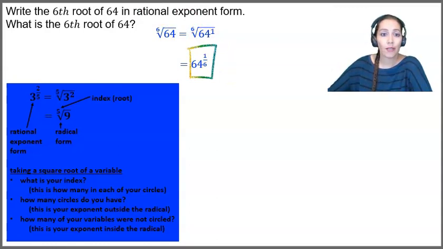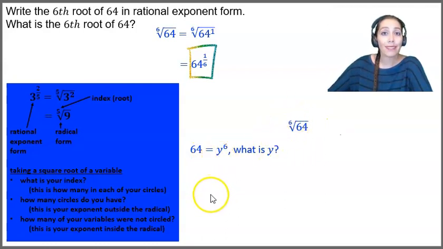So now that we have that in rational exponent form, we can move on to the second part of the problem, which says, what is the sixth root of 64? So if we're going to find the sixth root of 64, the first thing that we are going to have to do is ask ourselves, what does it want from us? When you see anything written like this, with a root on the outside and a radicand on the inside, take your radicand and set it equal to a variable raised to that index or root power.